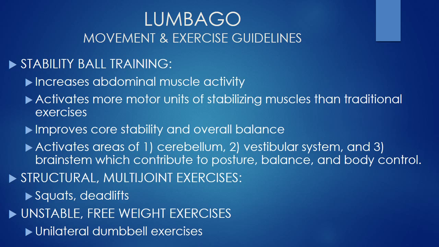Finally, we can progress to unstable free weight exercises, and one example that I cite here is unilateral dumbbell exercises. And with unilateral dumbbell exercises on an unstable surface, we have both an unstable load, meaning the dumbbell is an unstable load, and we control an unstable load on an unstable surface. So there's quite a bit of proprioceptive and neuromuscular activity taking place in the deep lumbar paraspinal muscles.